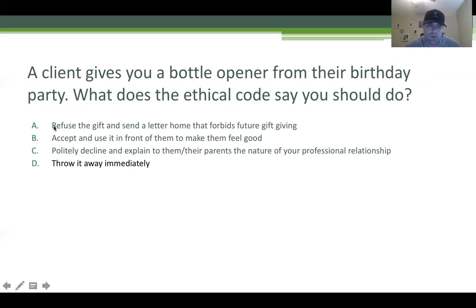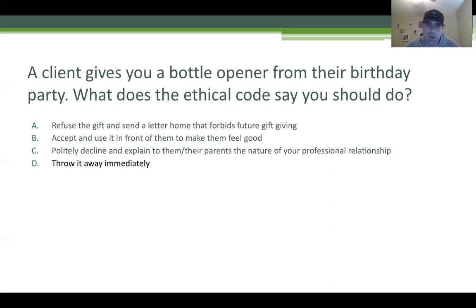All right. So, A, refuse the gift and send a letter home that forbids future gift giving. You should refuse the gift, but should you send a letter home that forbids future gift giving? Maybe. Is there something better we can do? Let's see. B, accept it and use it in front of them and make them feel good? No, you shouldn't accept it. So B is out. C, politely decline and explain to them, their parents, the nature of your professional relationship. I like that one, right? No, I'm sorry, I can't take it. I have to maintain this level of relationship, or we're not allowed to accept gifts. Something polite, something friendly, just letting them know where you stand without being rude.